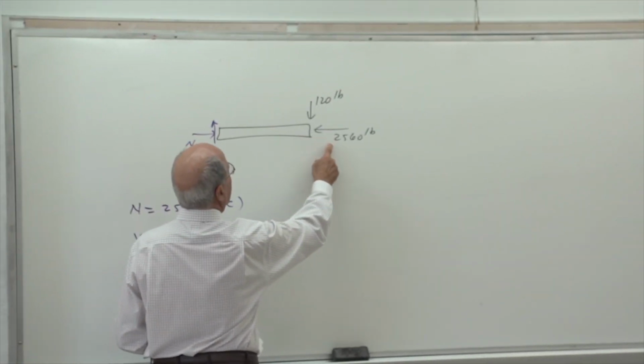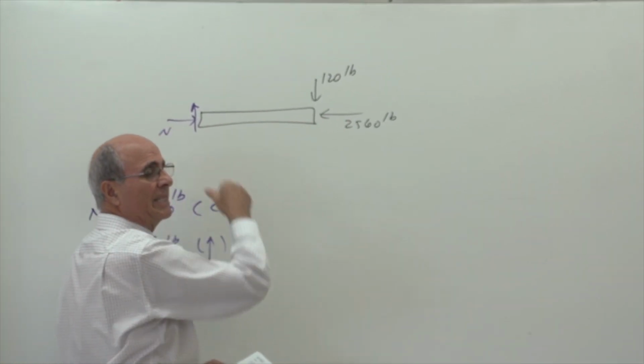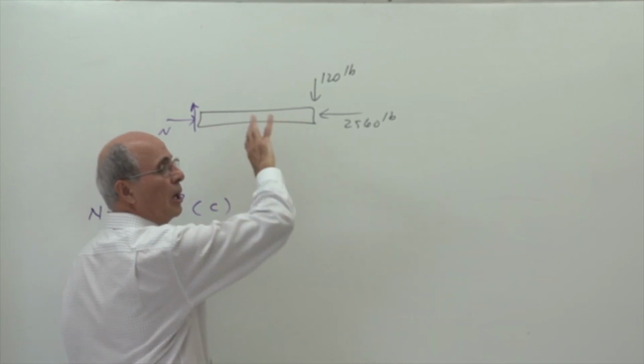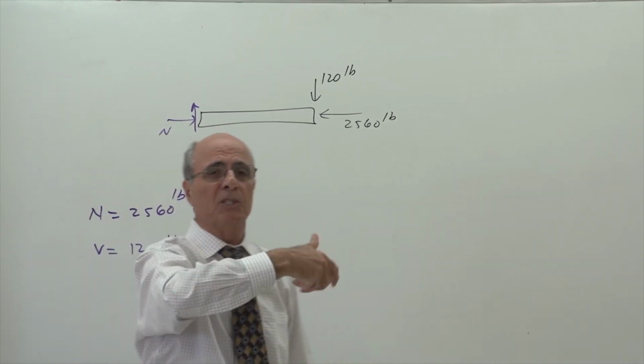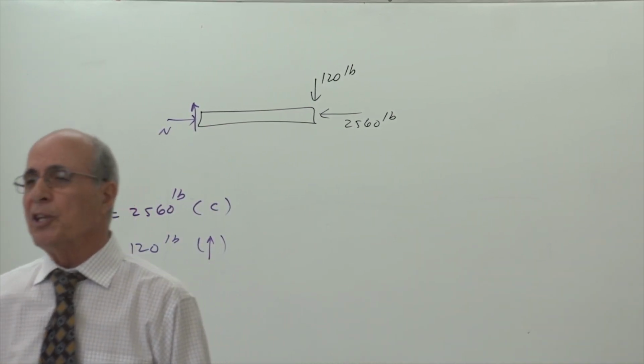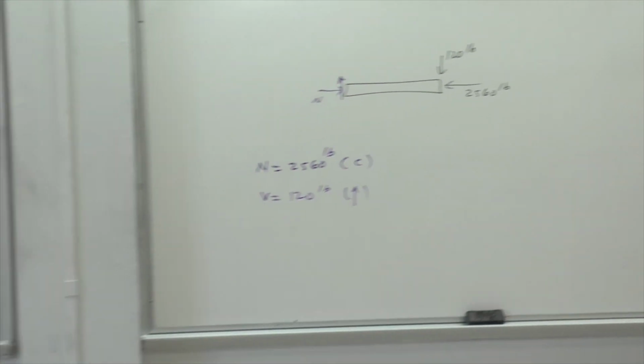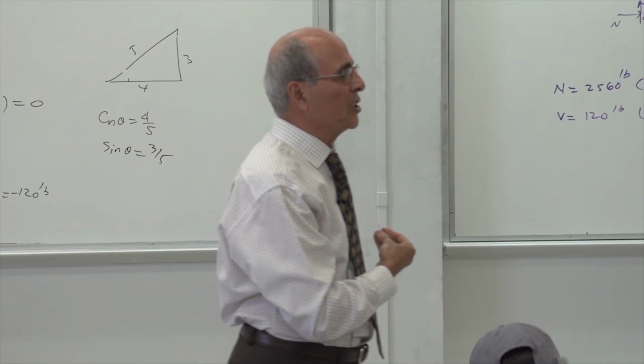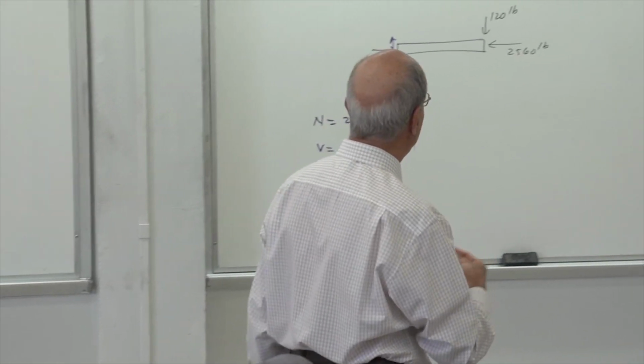These two are not a couple. These two are canceling each other, yes. But these two are a couple right now, yes or no? So this item is going to rotate. So it is not in equilibrium. I have to put a moment in the section to balance that. Everybody understands? And that moment is the question.